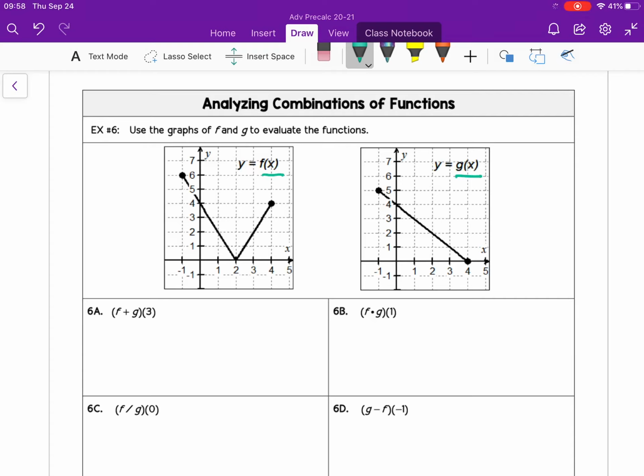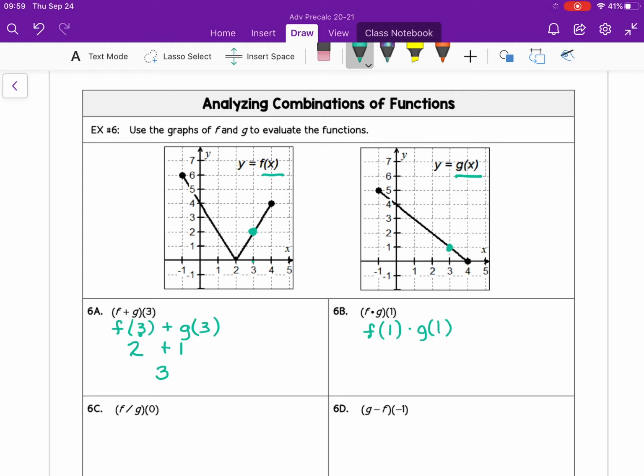So notice we have f of x function and g of x function, so it's very important that you see that. If I want to do f plus g of 3, I'm going to look up what is f of 3, what is g of 3, and then I'm going to add those together. So remember function notation that this really means when the x value is 3, what is the y value? So in my f of x function, when the x value is 3, the y value is 2. In g, when the x value is 3, the y value is 1. 2 plus 1 is 3.